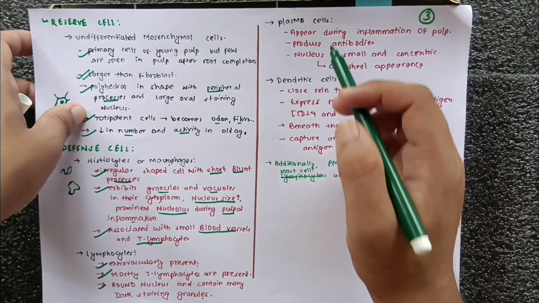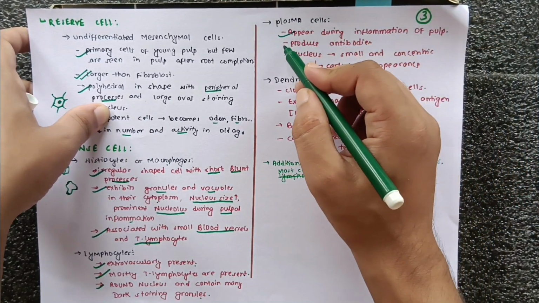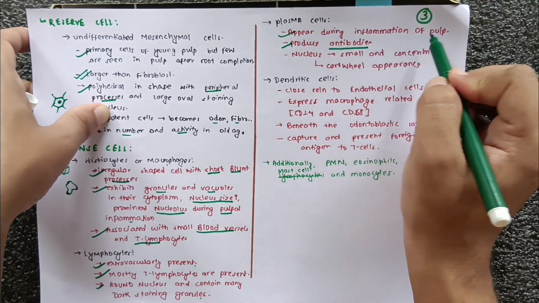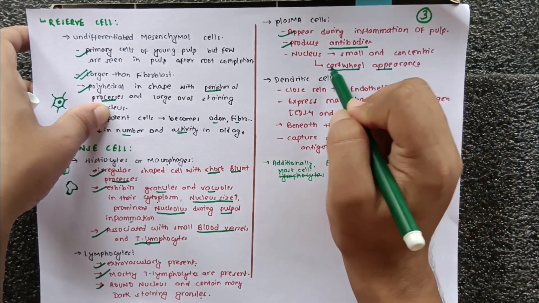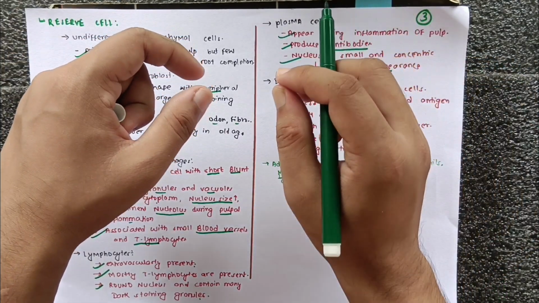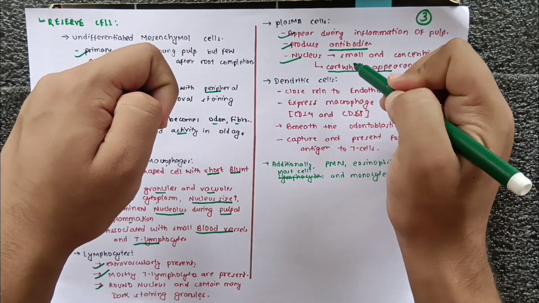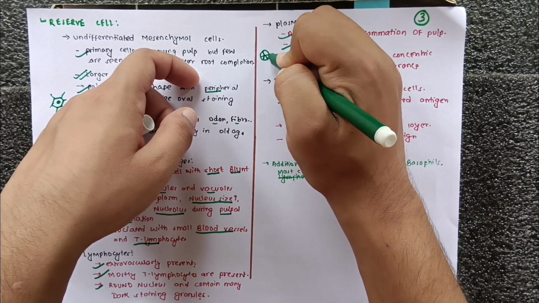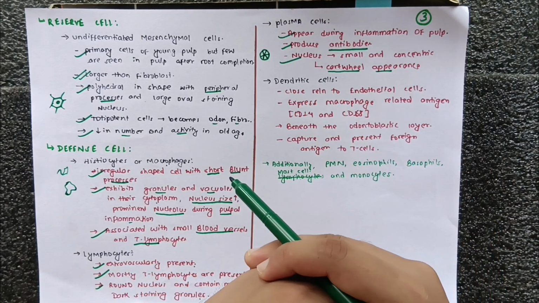After that, the plasma cell. The main function of the plasma cell is to secrete antibodies. It appears during inflammation of the pulp, and the nucleus is small and concentric, with a cartwheel appearance. I think you know this cartwheel appearance. The nucleus of the plasma cell appears like this cartwheel structure.